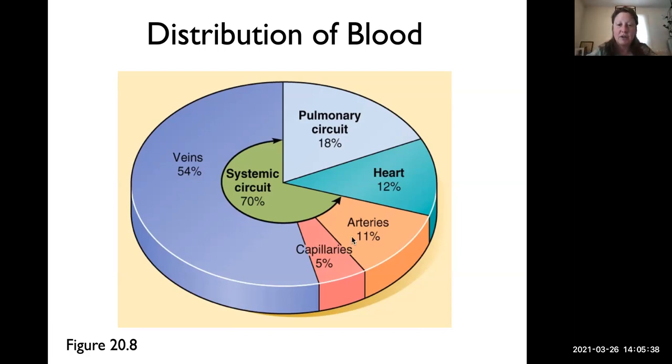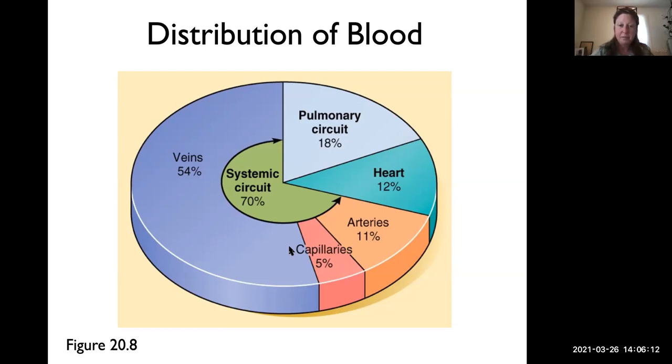so that that oxygen-rich blood can reach the tissues. About 5% of the blood is in the capillaries conducting exchange at any given moment in time. And that leaves more than half of the blood in the body in the veins on its way back to the heart to go through the circuit again. This doesn't mean that each circuit pumps a different amount of blood. This simply means that there is more blood in that circuit at any given moment in time.